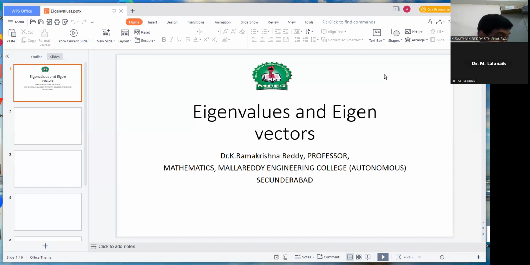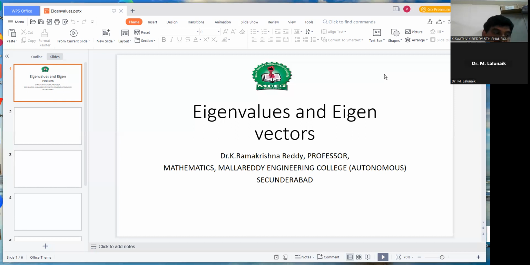The first property: lambda is a characteristic root of a square matrix A if and only if there exists a non-zero vector x such that Ax equal to lambda x. Here you have to prove this property. We take lambda to be a characteristic root, that means an eigenvalue of A. Then you can write its characteristic equation: determinant of A minus lambda I is equal to 0. So then A minus lambda I is a singular matrix.